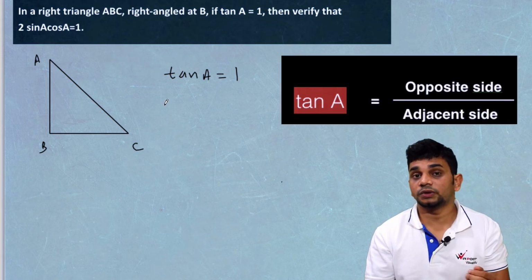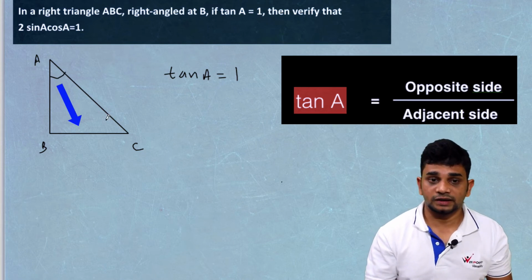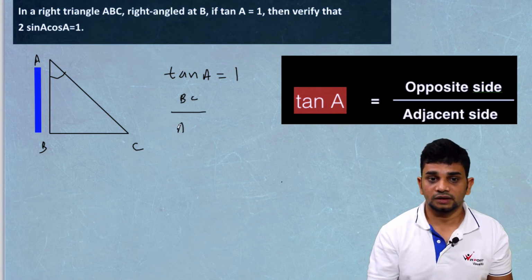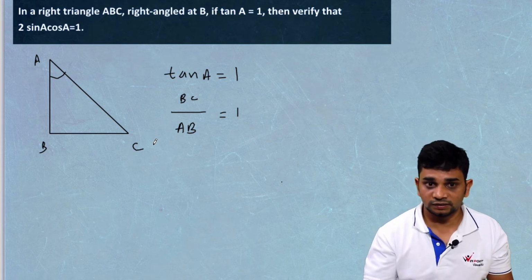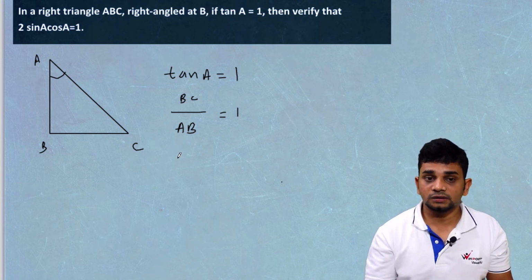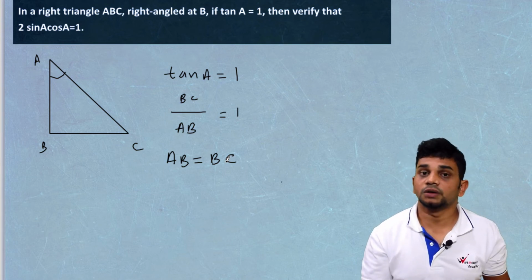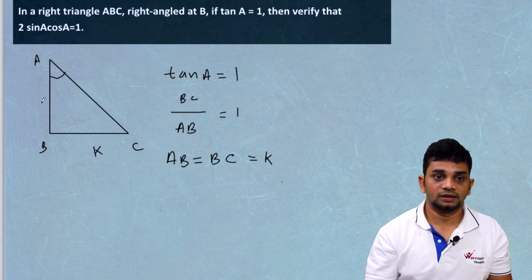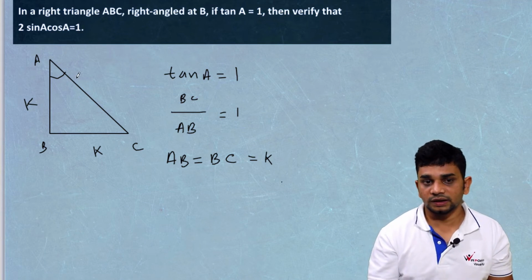Tan A is opposite side by adjacent side. This is angle A, and the opposite side of angle A is BC. So we can write BC by the adjacent side AB equals 1. The ratio between BC and AB is 1, which means AB and BC are equal. If these two sides are equal, then the ratio will be 1. So we take it as K: BC equals K and AB equals K. It's a constant.